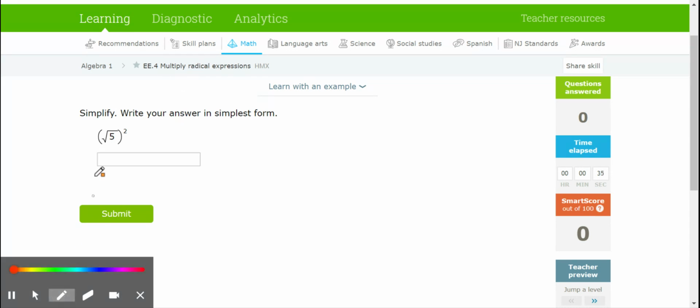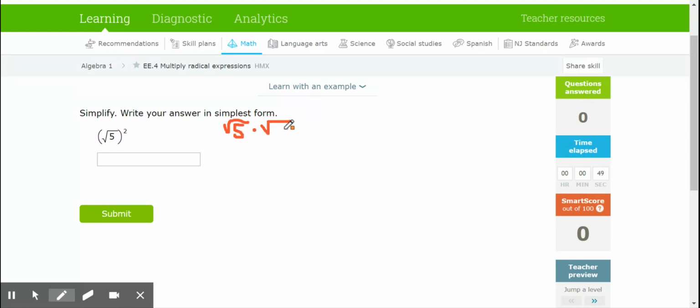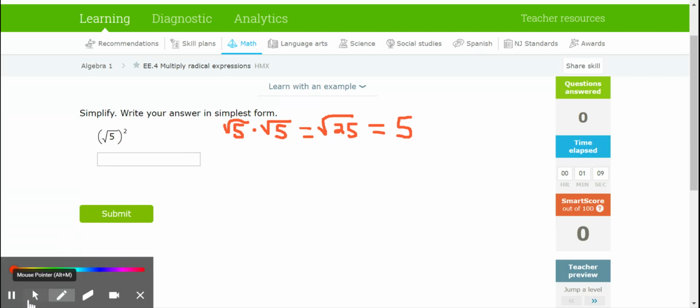All right, so square root 5 squared. Well, these two are inverse functions. So a square root and a squaring will cancel each other out. And we can see, because another way to write this is the square root of 5 times itself twice. Square root 5 times square root 5 would be square root 25. And the square root of 25 is just 5. So our shortcut should be, when we see a radical being squared, get rid of the radical and just keep the radicand that was underneath.